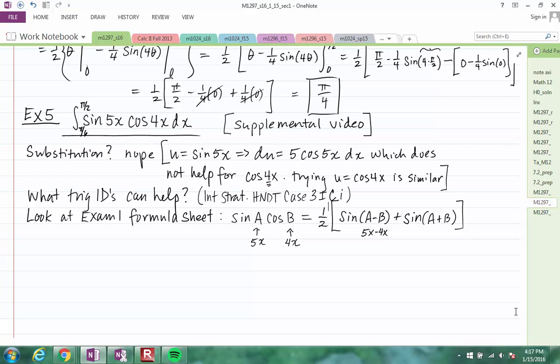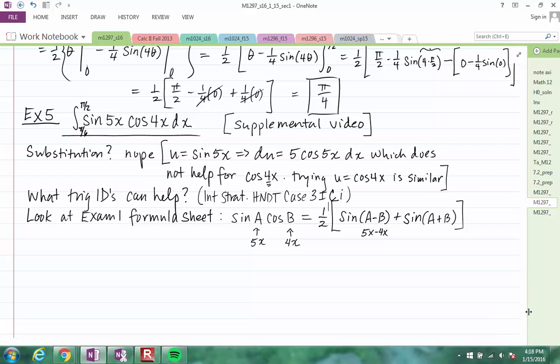There's not a good way to handle the fact that on the inside of the sine and the cosine function they have different numbers in there. So unfortunately we're going to have to take a look at our identities on our formula sheet and try to figure out what we can use. This is the integration strategy handout case 3.1c, and you can see the identities listed there as well, that this is the one that applies.